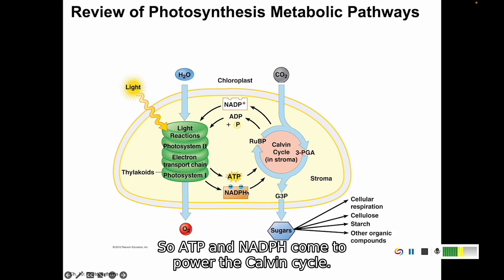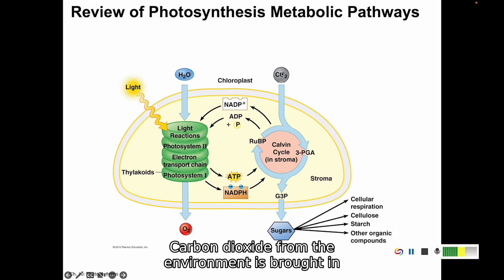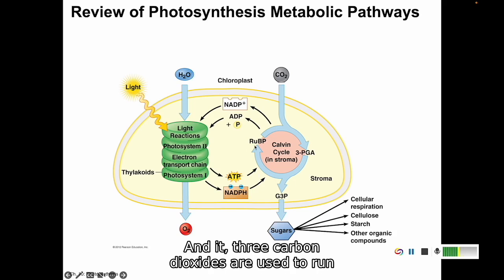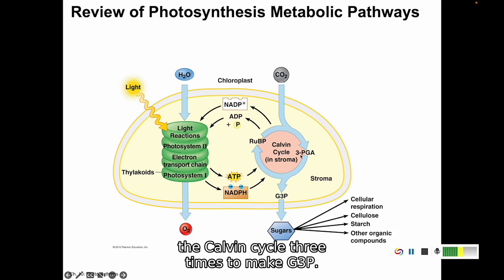So ATP and NADPH come to power the Calvin cycle. Carbon dioxide from the environment is brought into the stroma through the stomata of the cell, and three carbon dioxides are used to run the Calvin cycle three times to make G3P. G3P is a building block for sugar.